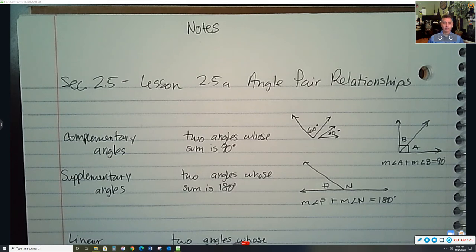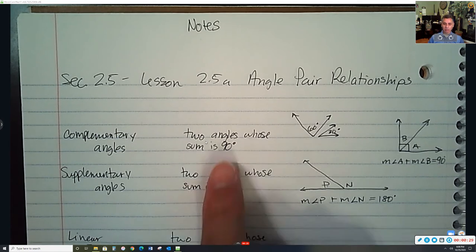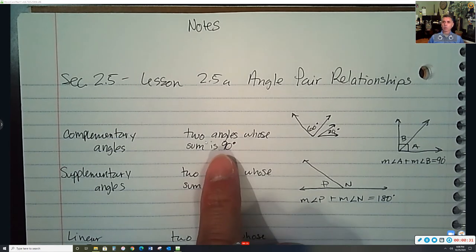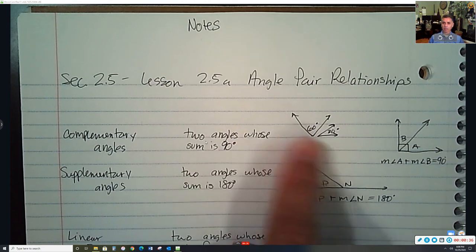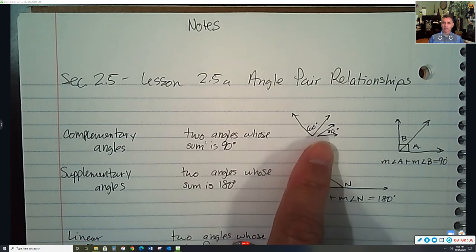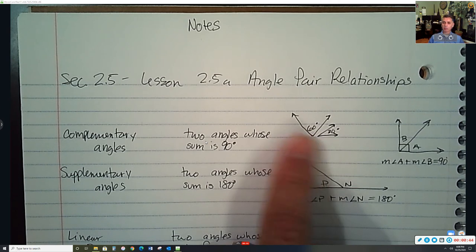Okay, so the first one we had was complementary angles. Remember, that's just two angles whose sum equals 90. So like here's two different angles. This one's 60 degrees, this one's 30 degrees, and it equals 90. Okay? And the two angles do not have to be adjacent angles or stuck together like this.